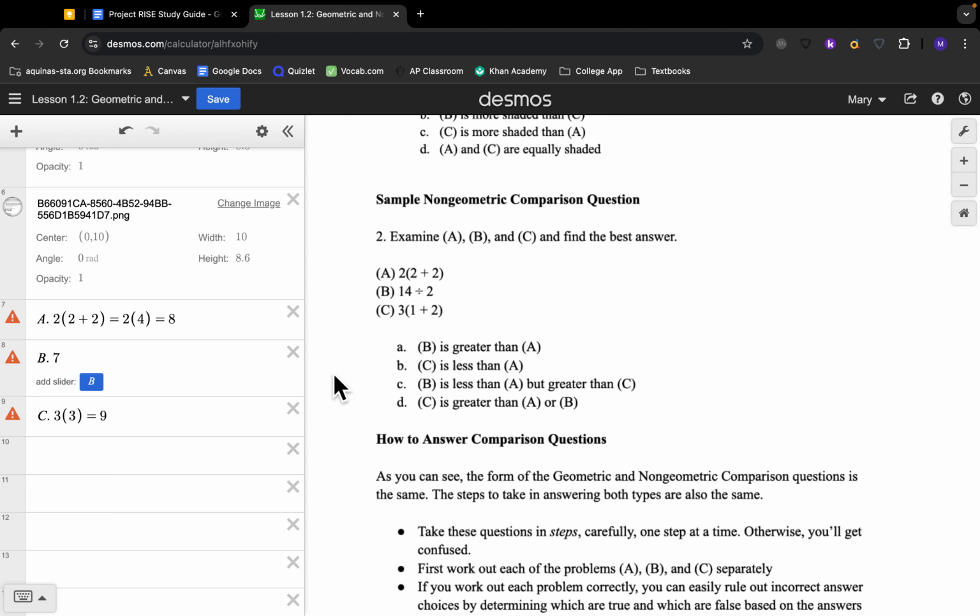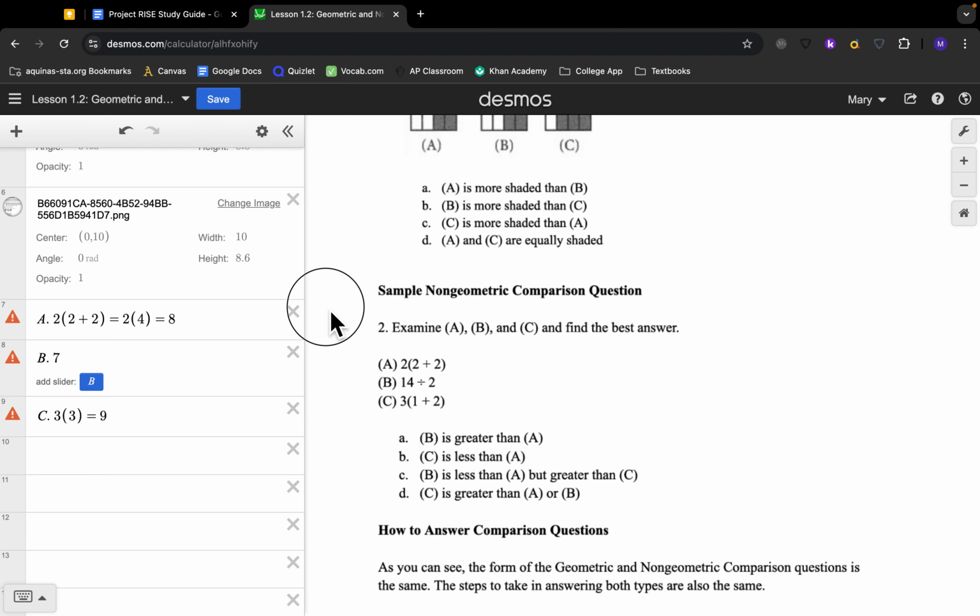Option B is saying C is less than A. That's also wrong because 9 is greater than 8, not the other way around. Option C is saying B is less than A, but greater than C. Well, B is less than A, but 7 isn't greater than 9, so that's wrong. Option D is saying C is greater than A or B, and we know that's right because 9 is greater than 7 and 8. So for this problem, option D is correct.